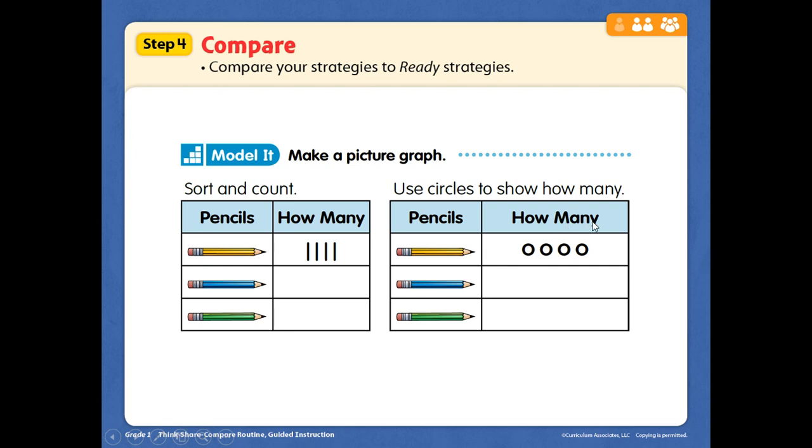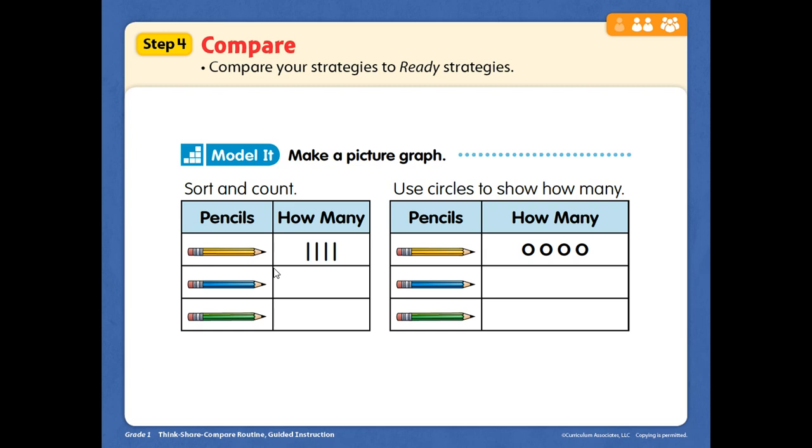But wait a second. This isn't numbers like we had yesterday. What are those circles doing there? It says we're going to make a picture graph today. And so as you look at this information, I want you to think, how are the tally chart and picture graph alike?